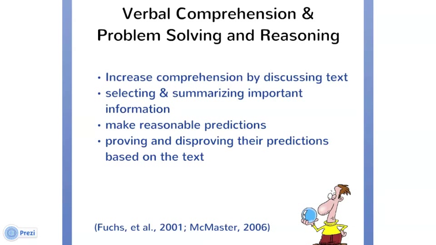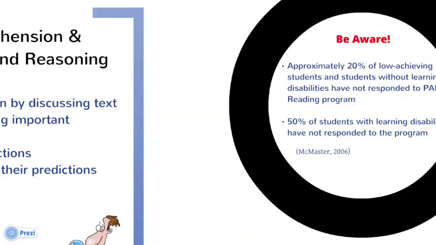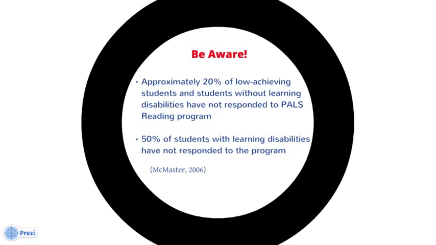The third activity, prediction relay, helps students increase their comprehension skills by challenging students to make predictions based on what they have already read. Coupled with increasing student comprehension, the prediction relay allows students to practice their problem solving and reasoning skills. Practicing making reasonable predictions and then confirming or disproving them based on the text will help improve students' problem solving and reasoning skills.